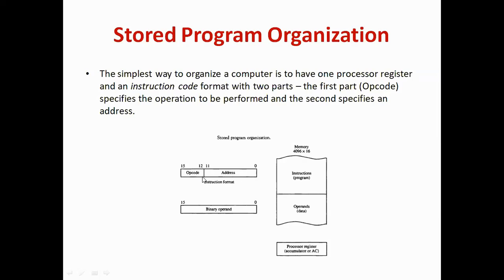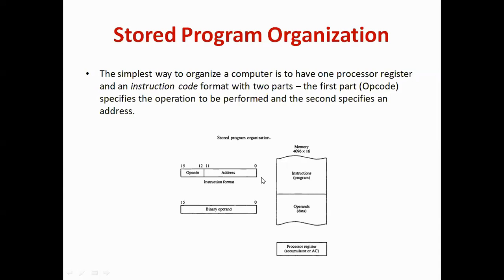This one word of instruction will be of two parts: the opcode, that is the operation code, and the address. What will be the size of this address? This address is the address of the memory. Since the memory is of size 4096, and 2 to the power 12 is 4096, to address this memory we need 12 bits. That means bits 0 to 11, that is 12 bits, will be the address.